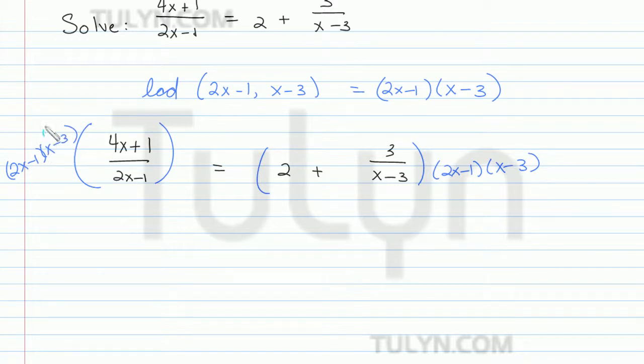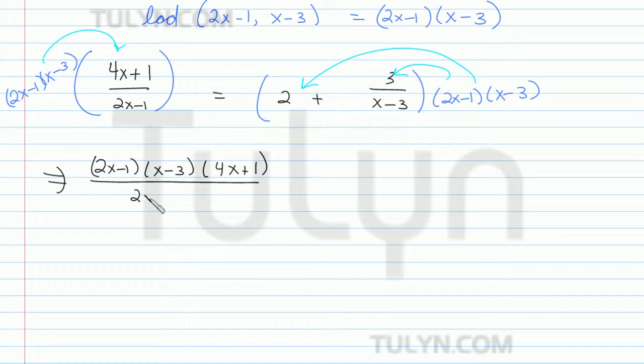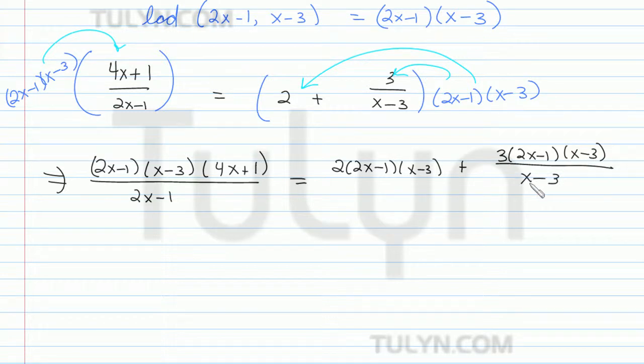Now what I'm going to do first is I'm just going to multiply the LCD into each of these terms, and then I'm going to reduce in the next step. So I'm not going to reduce right now. I'm just going to multiply these in. So we got 2x minus 1 times x minus 3 times 4x plus 1, all over 2x minus 1, equal to 2 times 2x minus 1 times x minus 3 plus 3 times 2x minus 1 times x minus 3 over x minus 3.